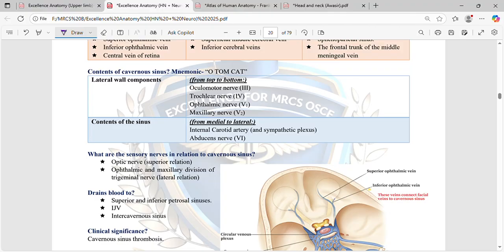Contents: we have the lateral wall and the contents of the sinus itself. In the lateral wall we have the mnemonic O-TOM. It's a very old mnemonic we used in the final year of medical school. From top to bottom we have O, oculomotor, T, trochlear, the ophthalmic nerve, and the maxillary nerve. The contents of the sinus itself are the internal carotid artery with the sympathetic plexus which surrounds the internal carotid artery as it goes into the cranium, and the abducens nerve.